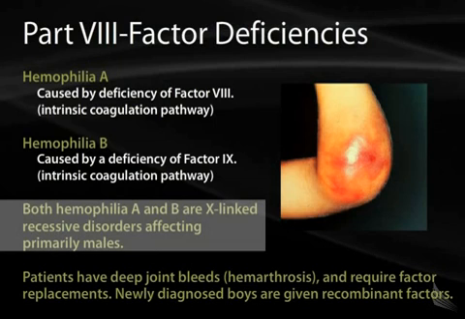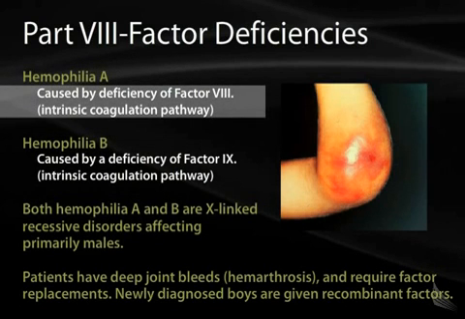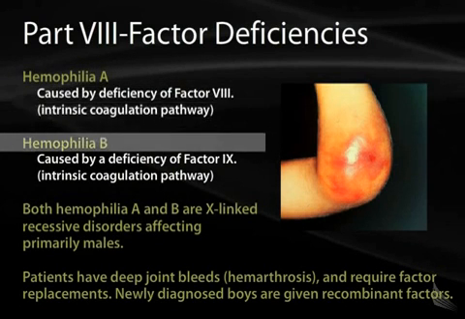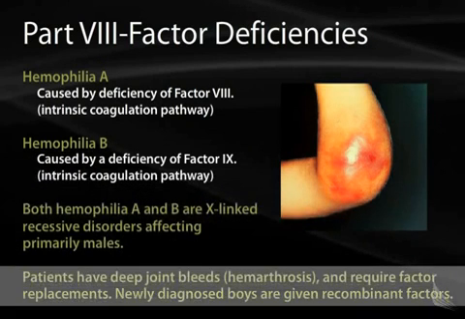So with the hemophilias, remember that both of these, A and B, are X-linked recessive disorders, so you're going to see this in males. Hemophilia A is caused by a deficiency in factor 8, and hemophilia B is caused by a deficiency in factor 9. So if you can remember B9, then that will help you remember. So A is 8, B is 9. Patients with hemophilia will come in with deep joint bleeds called hemarthroses and require factor replacements. Newly diagnosed boys are given recombinant factors.